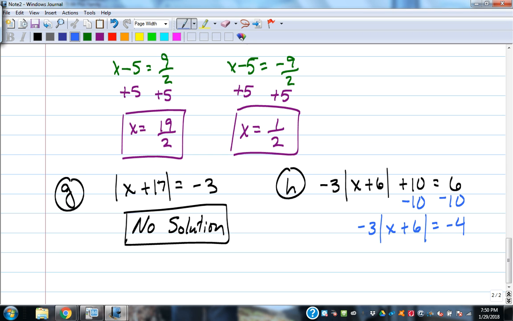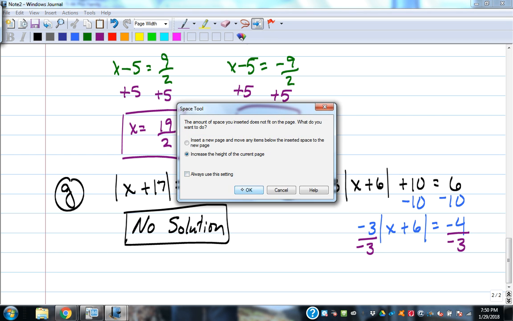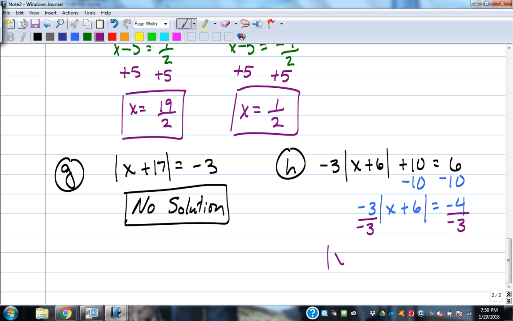Is that a no solution? Can't tell yet. The absolute value is not by itself yet, right? So we can't make that decision. What do we have to do now? Divide by -3. When I divide -4 by -3, what does that turn into? A positive answer. Oh, so it is one I've got to work. Got to get an answer for. So I get absolute value of x plus 6 equal to positive 4/3. Then I split that into my two equations because it does have answers. If that were a negative fraction, then it wouldn't have answers. There'd be no solution. But it's positive now because the negative divided by negative. So I'm going to take that and set them up.